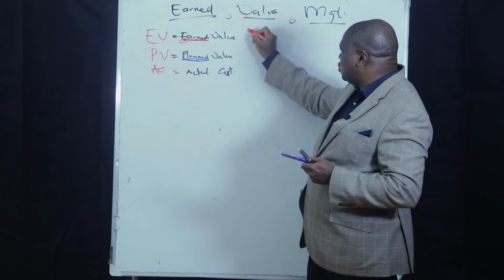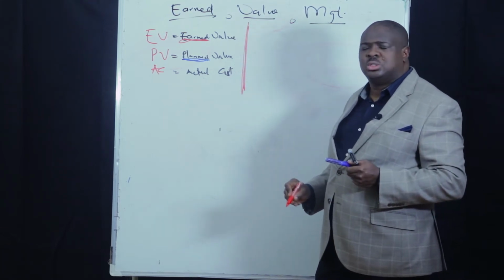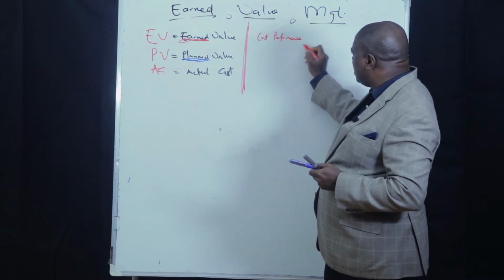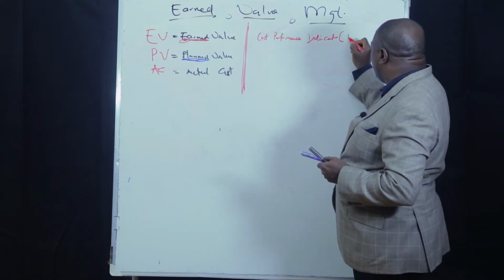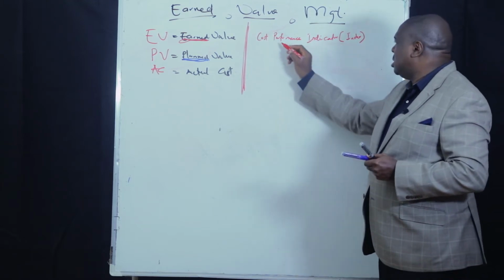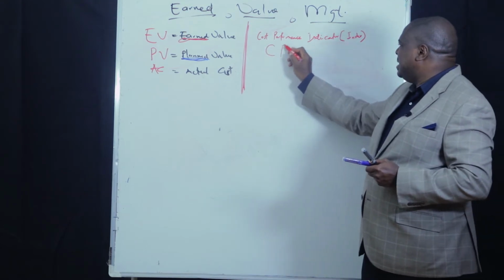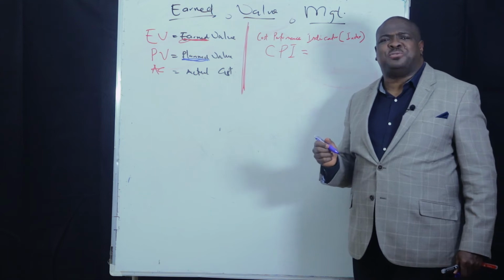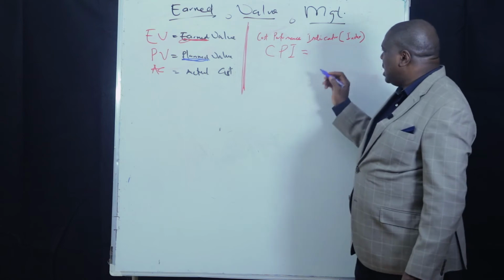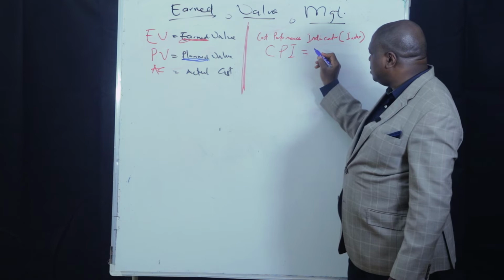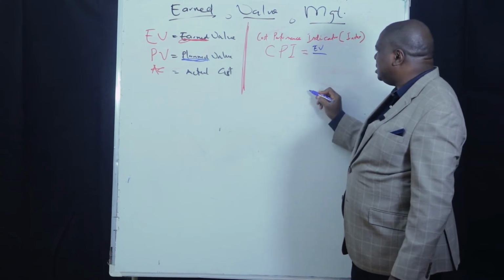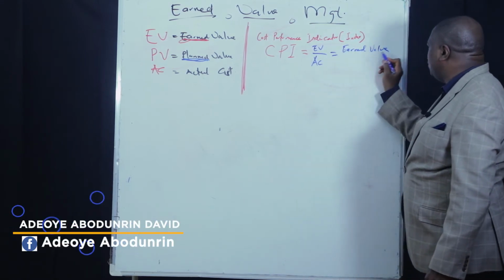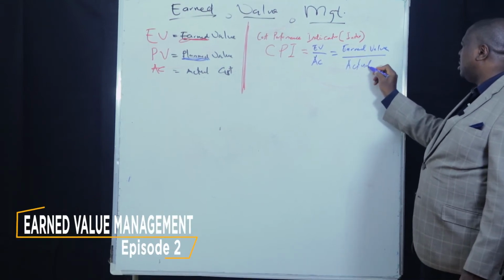The first formula I would like you to understand, and how these 3 parameters are used, is called cost performance indicator or index, also known as CPI. The cost performance indicator or index is an indicator of how effective we are as per costs. And it's a measure of earned value divided by actual cost.